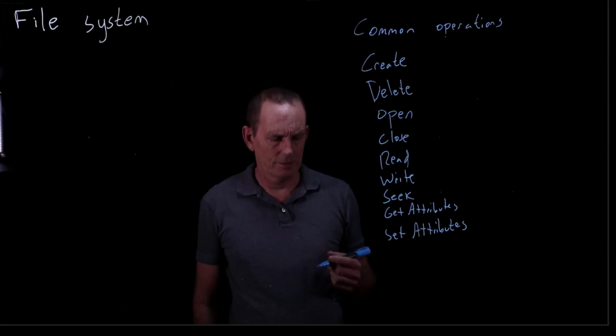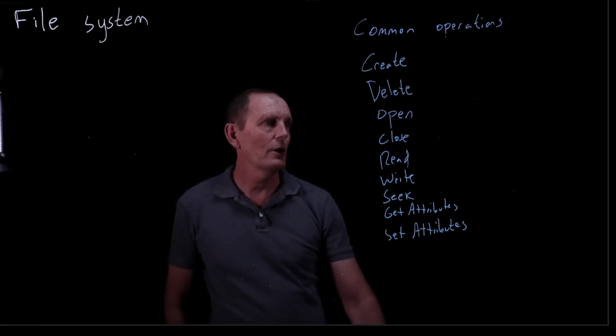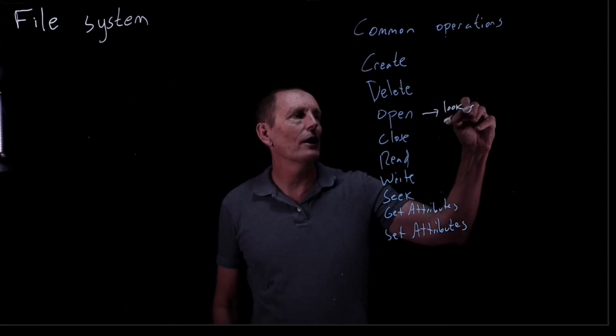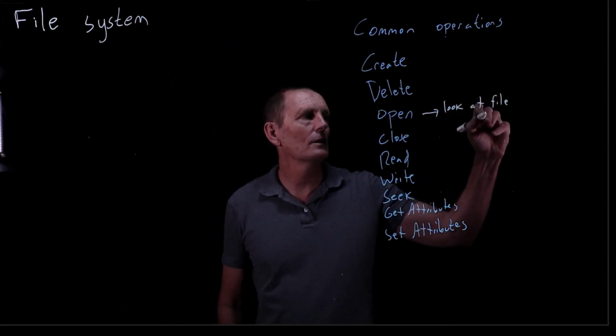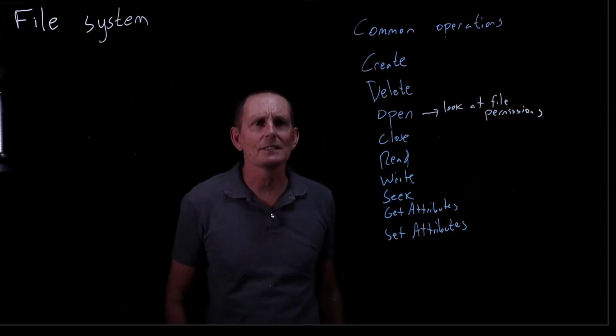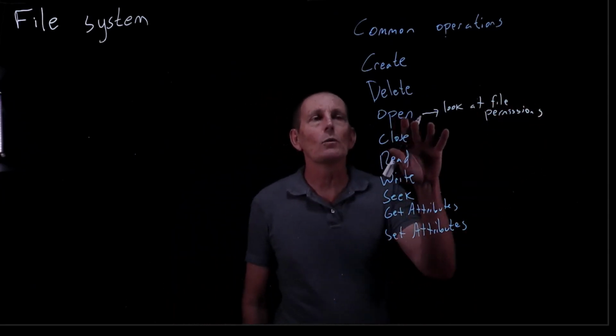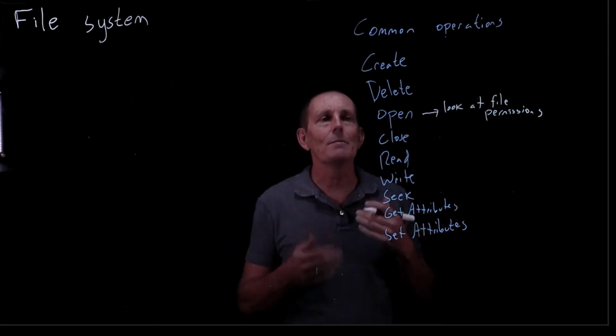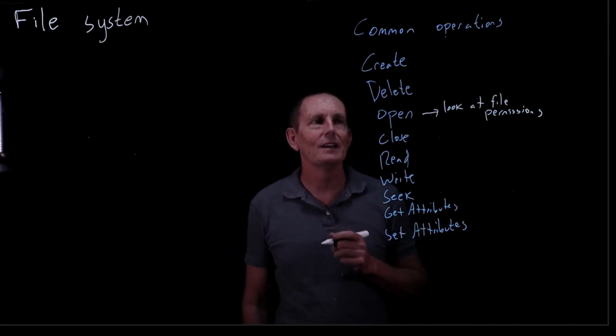Let's look at one of these. Let's look, for instance, at open. So at open, we're going to actually look at the file permissions. And when I say we, I mean the operating system. So the operating system is going to look and say, okay, what user is trying to do this open? What are the permissions for this file? Do they match? Can I go ahead and do the open?